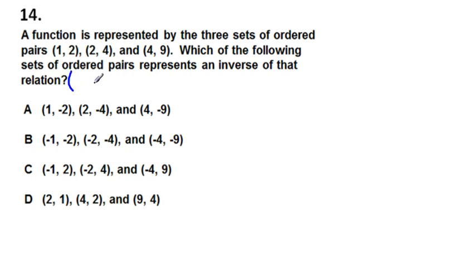So this 1, 2 will become 2, 1 as an inverse. Okay, and this 2, 4 will be 4, 2. And finally, we have 4, 9 will become 9, 4. And if we plotted the points, we would see them reflected about the line y equals x. The correct answer is answer D. It was an easy problem for most of you.